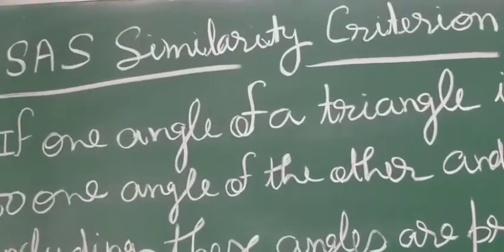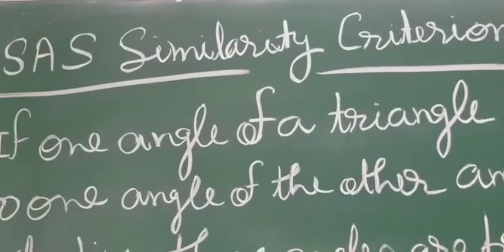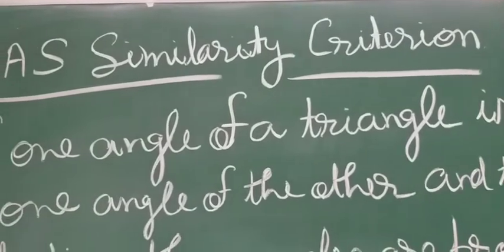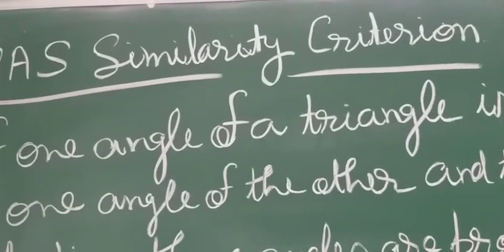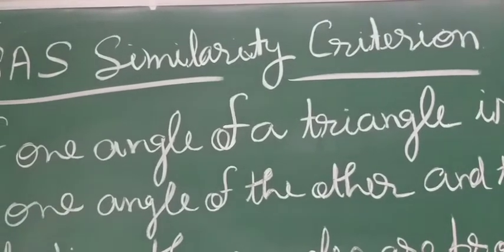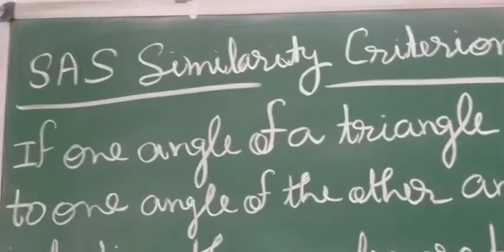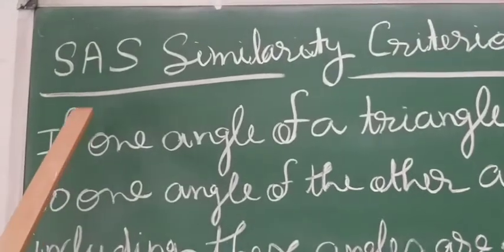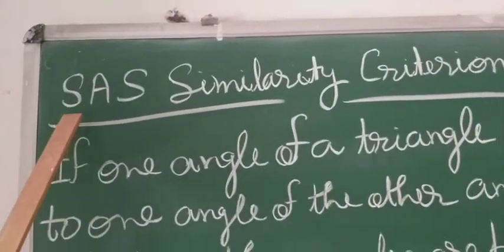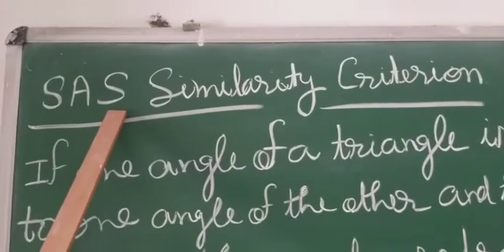Students, yesterday I told you two criteria of similarity of triangles, AA similarity and SSS similarity. Now today I am going to tell you the third criteria of similarity, SAS.